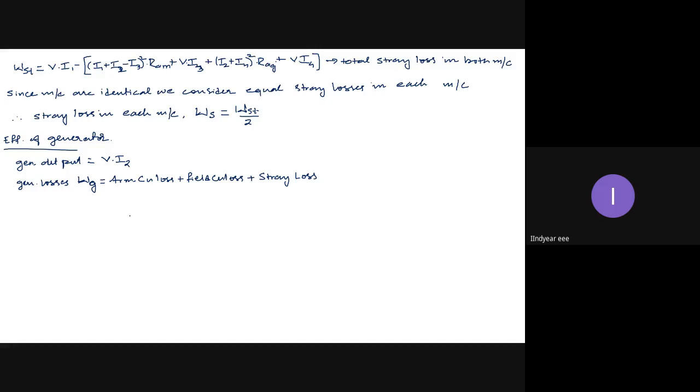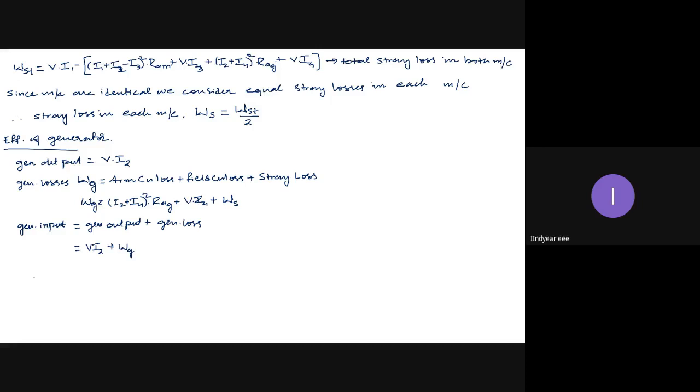Plus stray loss. WG is equal to armature copper loss in generator. The armature current in generator is I2 plus I4, into RAG, plus field copper loss is V into I4, plus stray loss is WS. So this is total losses in generator. So generator input is equal to generator output plus generator loss, equal to V into I2 plus WG.